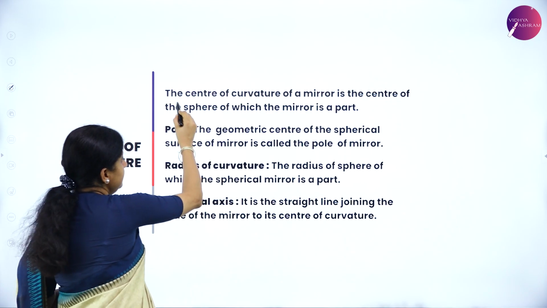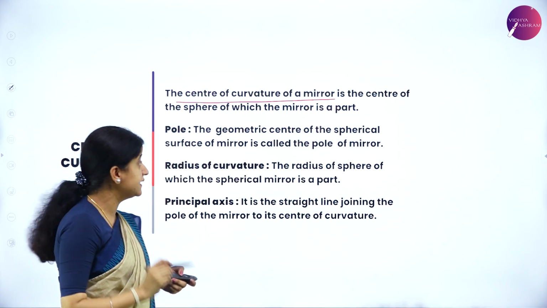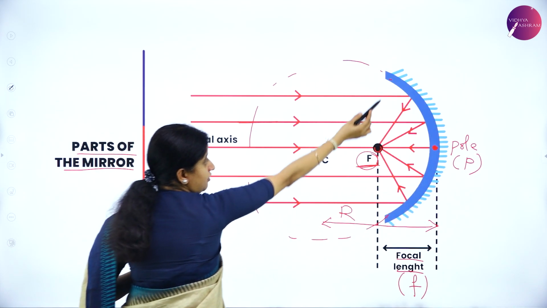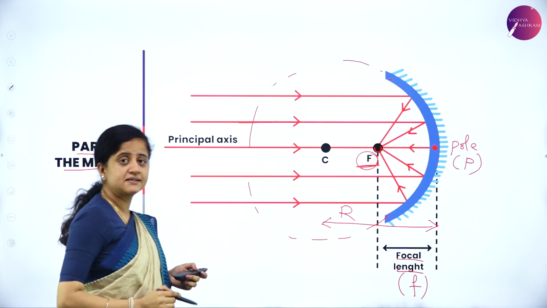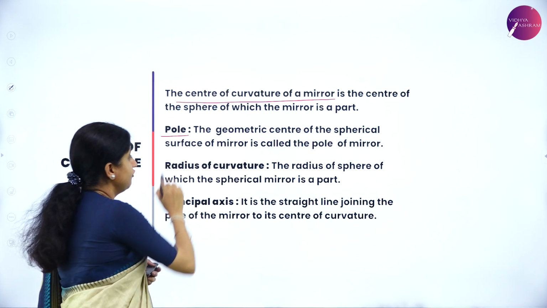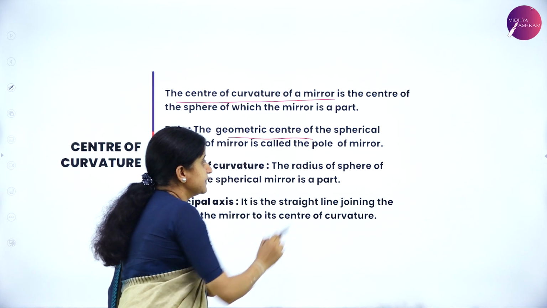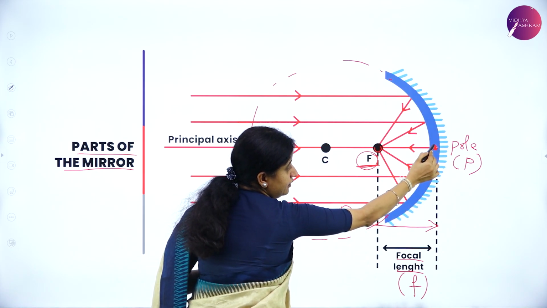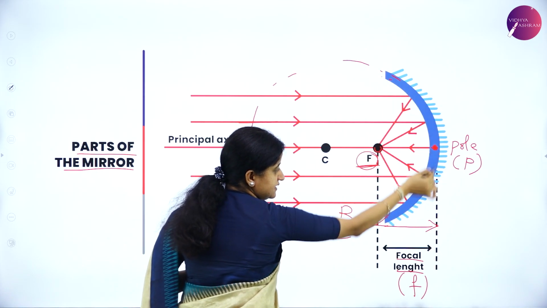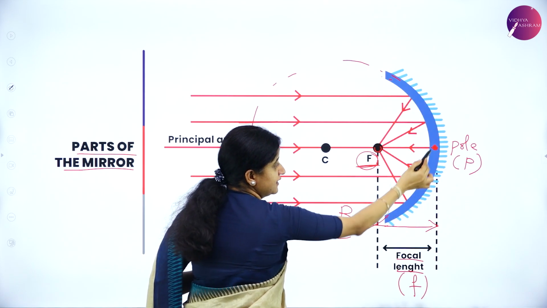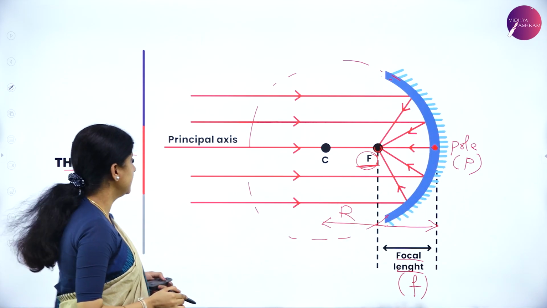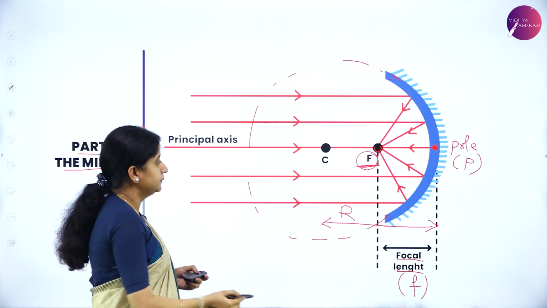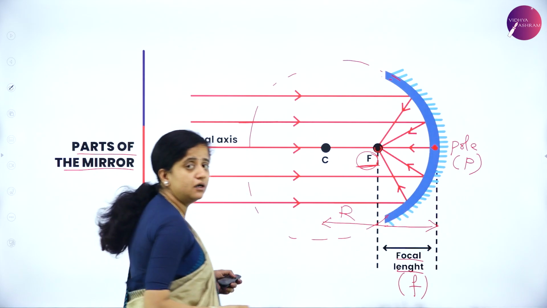Once again, the center of curvature of a mirror is the center of the sphere of which the mirror is a part, which means the center of the sphere is called the center of curvature. The next one we have is the pole. It is nothing but the geometrical center of the spherical surface of the mirror. This is the spherical surface of the mirror. The geometrical center we'll call the pole. So next is the radius of curvature. It is nothing but the distance between the center of curvature and the pole.